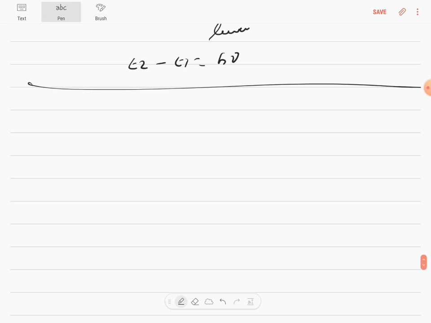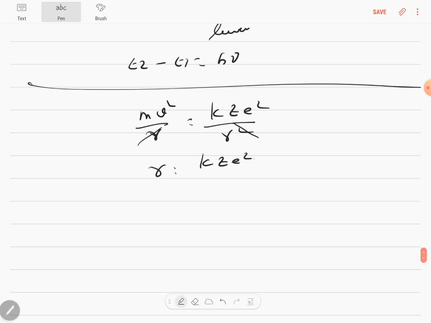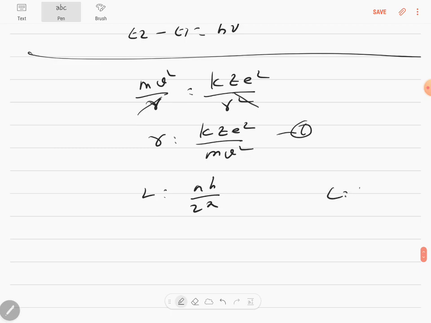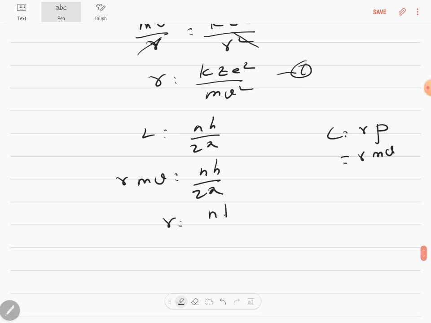So let's first write the first postulate, which is mv square by r is equal to k z e square by r square, where r and r get cancelled. From this, write what is r, which is k z e square by mv square. Mark this as equation number 1. What is the second postulate? L is equal to nh by 2 pi. L, the angular momentum, is r times linear momentum, which is r into mv. So r into mv is equal to nh by 2 pi. From this, r is nh by 2 pi mv. Mark this as the second equation.